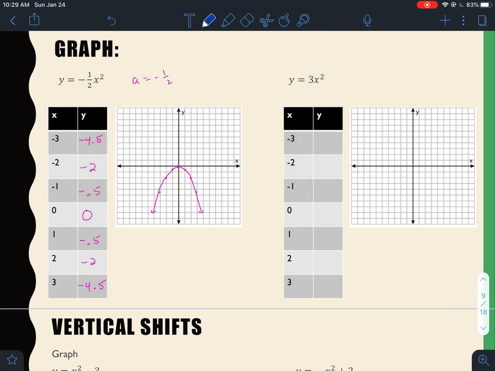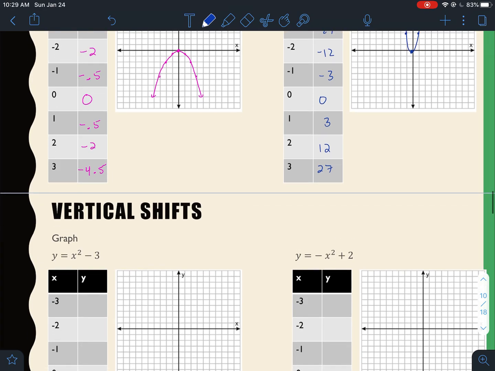3x squared, so we're going to do the x squared first, and we would get 27, 12, 3, 0, 3, 12, and then 27. So 0, 0, 1, 3, negative 1, 3, and then 2, 12. So we'll just make it up here, and then negative 2, 12. And so notice this would be a sketch of that parabola. So notice the a was 3, so this parabola looks narrower than the normal parabola, and it opens up because a was positive. All right.